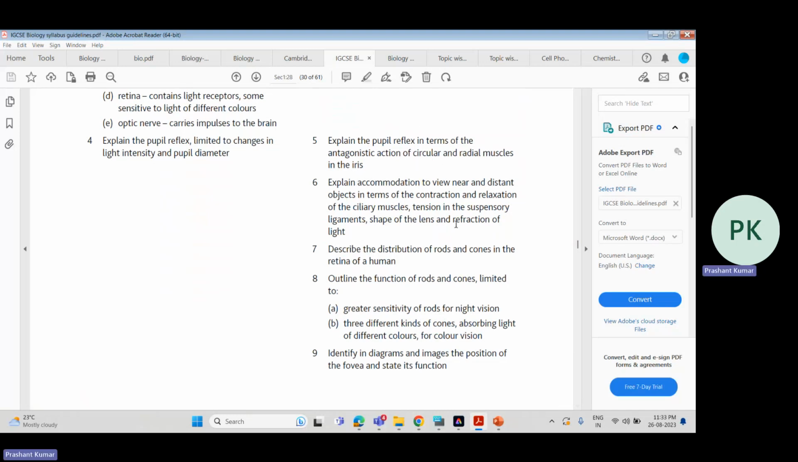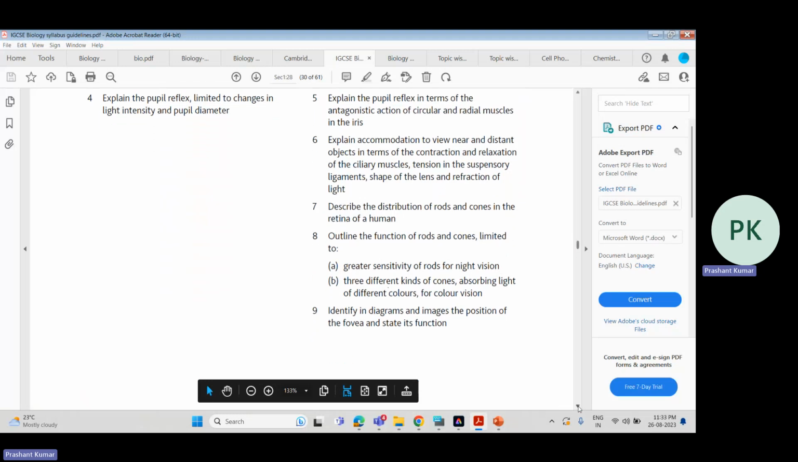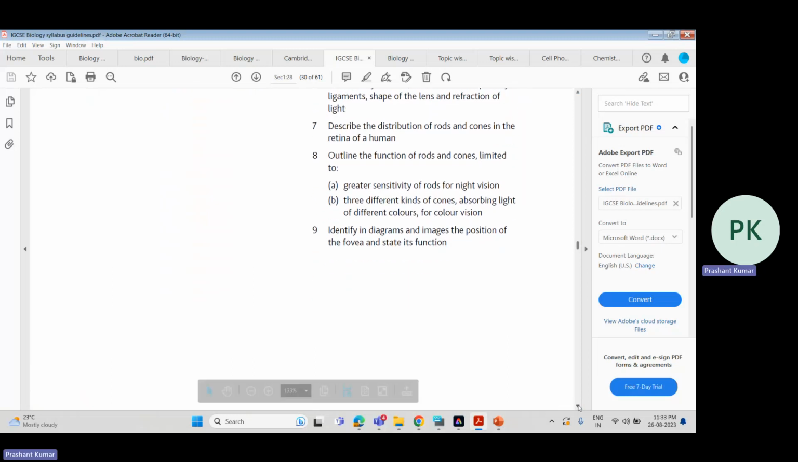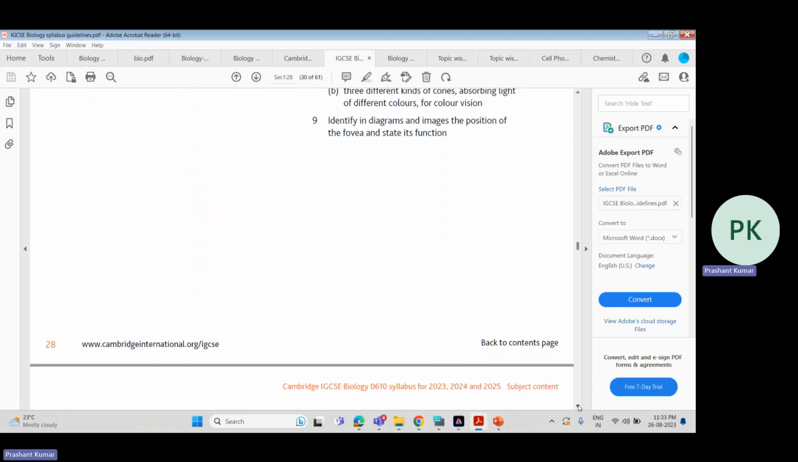Then we'll talk about accommodation. Describe the distribution of rod and cone cells, and outline the function of the rod and cone cells, limited to sensitivity of the rod for night vision, and there are three kinds of cones absorbing light of different colors for color vision. Then identify in diagram and images the position of the fovea and its function. The fovea is a depression on the retina. We'll discuss the function also.